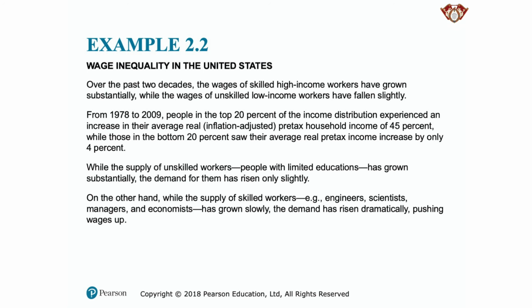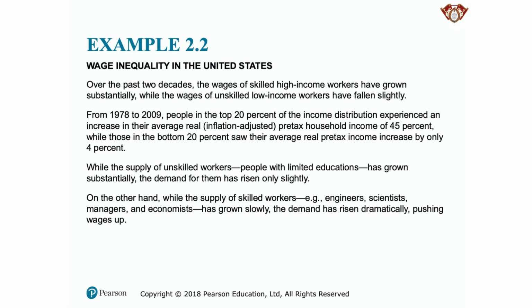While the supply of unskilled workers, people with limited education, has grown substantially in the United States because of immigration from Latin American countries, for example, right? But demand for unskilled workers has risen only slightly. So supply increased greatly. The supply curve shifted to the right. The demand curve is almost the same. Demand the same, supply curve increased greatly. So the wage rate decreased, right?